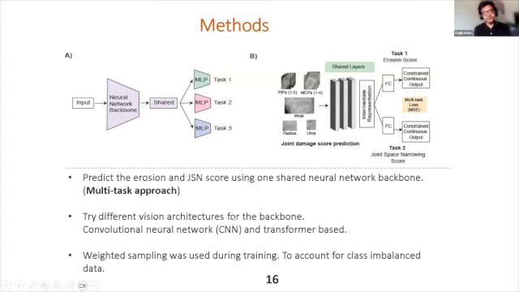We tried a few different vision architectures for the backbone. Some of them were convolutional neural network based, and some of them were transformer based, particularly vision transformer, which is gaining some traction in the object detection and computer vision literature recently. And we used weighted sampling during the training to account for the class imbalanced data.